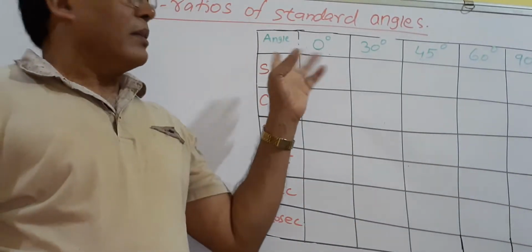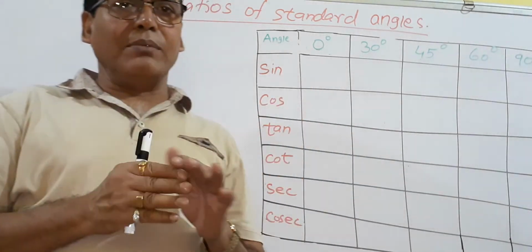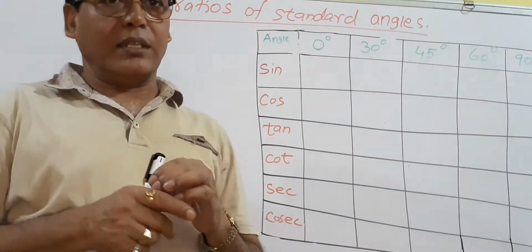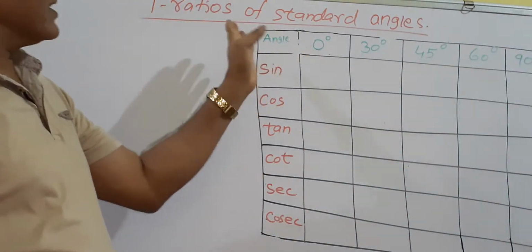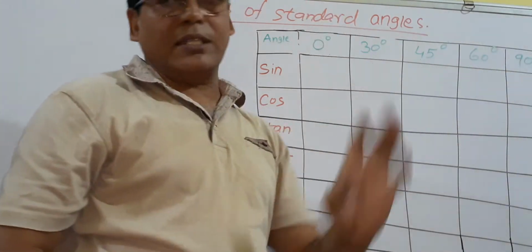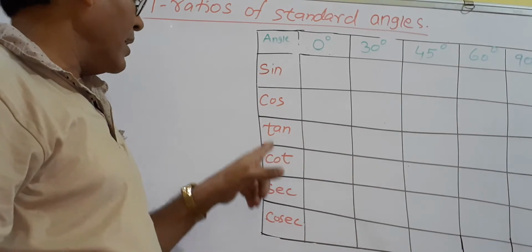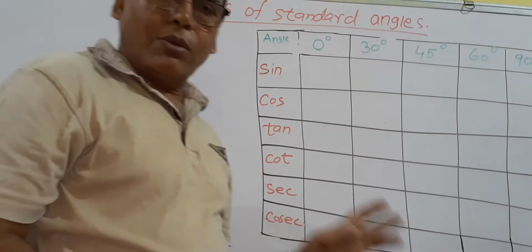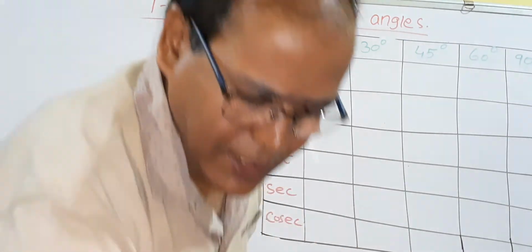We have learned how to prove the values of 45 degree, 30 degree and 60 degree. So if we frame them in one table, these are all the standard angles: 0 degree, 30 degree, 45 degree, 60 degree, 90 degree. In a table, how will we fill sine, cos, tan, cot, sec, cosec? For that, I am going to teach you a trick. A very simple trick.